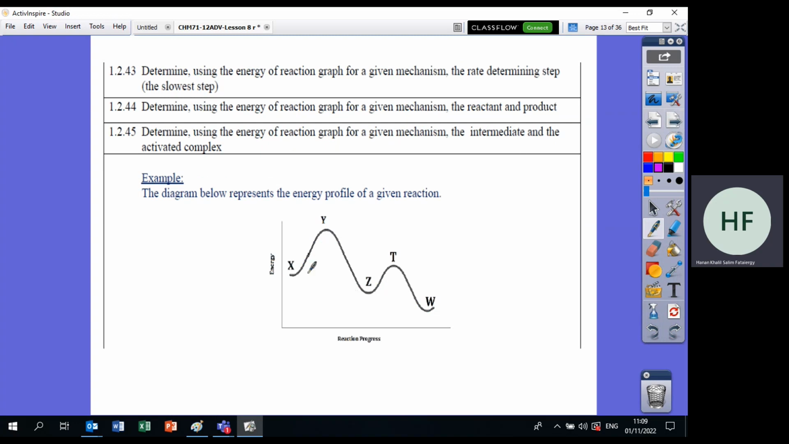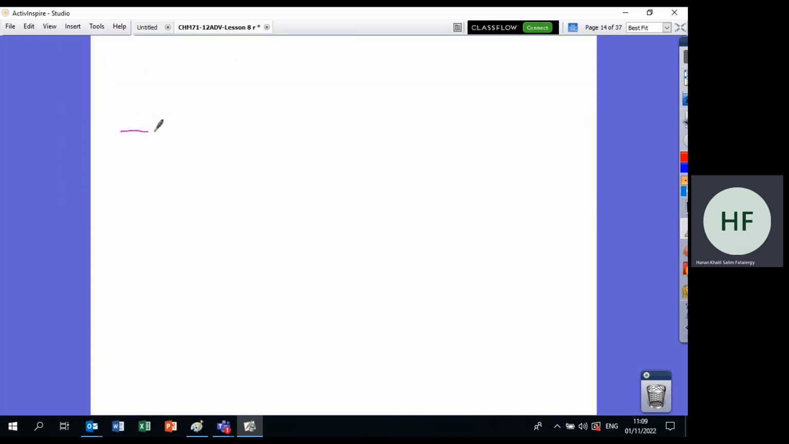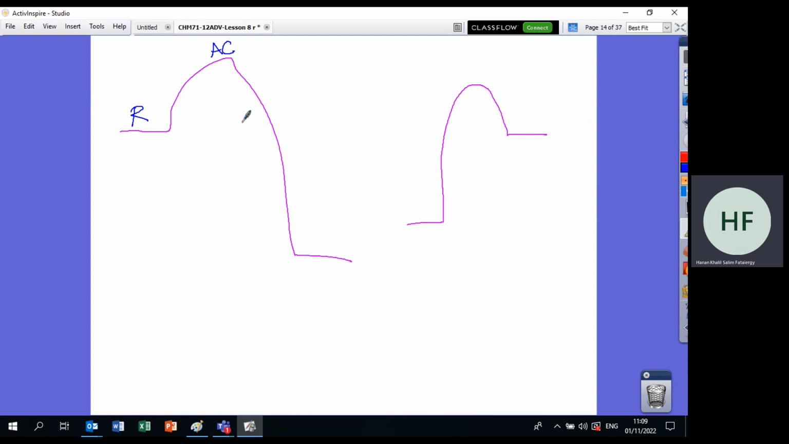Okay, now what if I want to draw a graph? As you can see, this graph is composed of two mountains. We are used to having only one mountain like this. Let me insert a page. We can have it like this or like this. And we said previously that here are the reactants, here is the activated complex, and here are the products. Same thing here: reactants, activated complex, and products. This reaction is losing heat, so this is exothermic. This one is gaining heat, so this is endothermic.